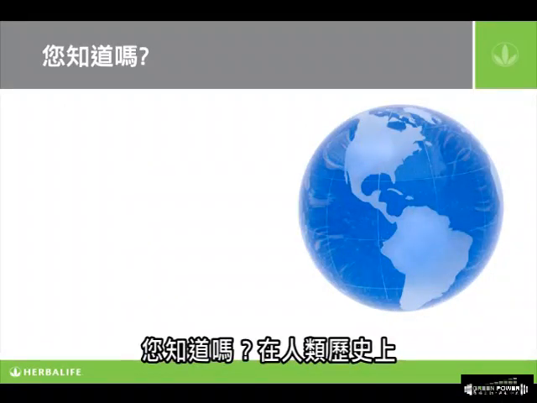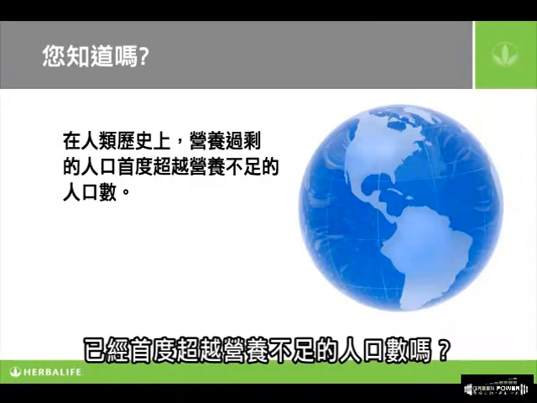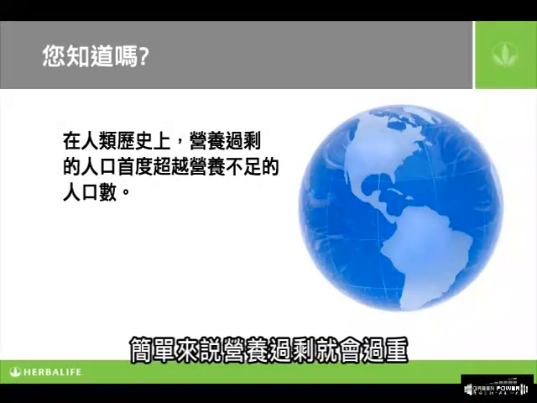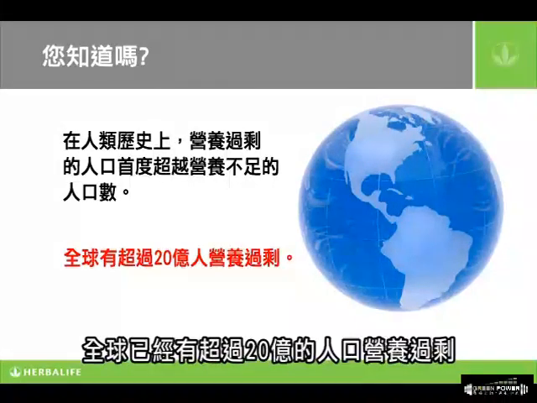Did you know that for the first time in history, there are more overnourished people in the world than undernourished people? Overnourished simply means overweight, while undernourished simply means underweight. That's more than 2 billion people worldwide who are overweight.